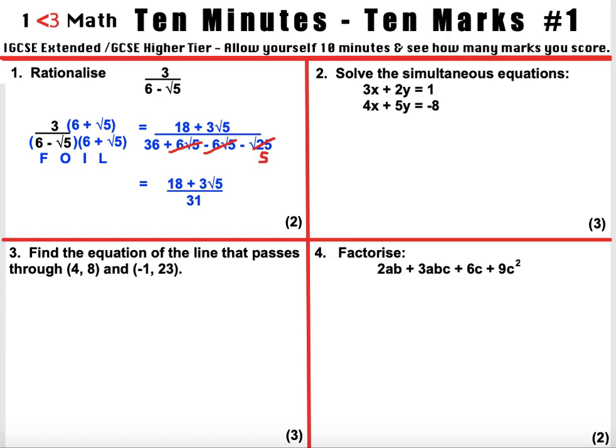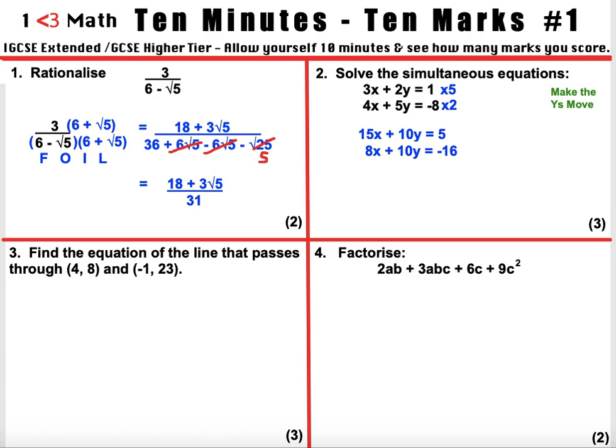Solve the simultaneous equations. Now for simultaneous equations, I always say make the y's move. And what I mean by that is create the same coefficient, the same number on the y. So I'm going to times the first equation by 5 in its entirety, and I'm going to times the second equation by 2 in its entirety. So that's going to create 10y. That's making the y's move. So here we go. Times the first equation by 5, we've got 15x plus 10y equals 5. The second equation, we'll times it by 2. We get 8x plus 10y equals minus 16.